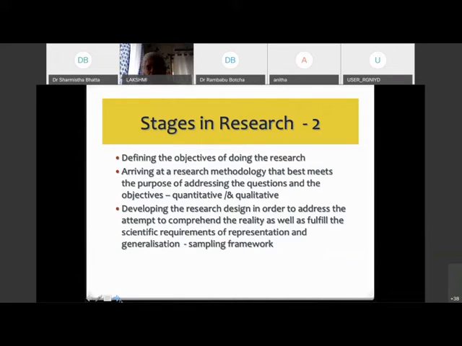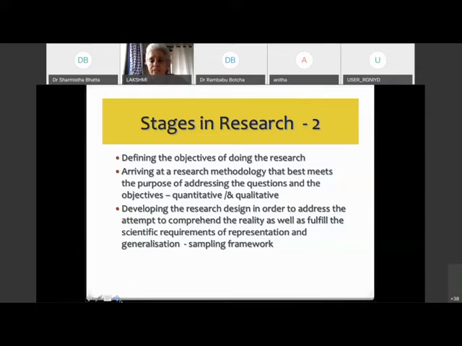Again, because you do a review of literature, it will also help you define the objectives of your research. Why are you doing this research? What are the objectives that you're trying to achieve by doing this research? It also helps you arrive at your research methodology, and how you're going to arrive at that is something I will be talking to you about as we go ahead. So arriving at a research methodology that best meets the purpose of addressing the questions and the objectives of the research, whether you're going to be using a quantitative strategy or a qualitative strategy, all that gets clarified depending on what you're planning to do.